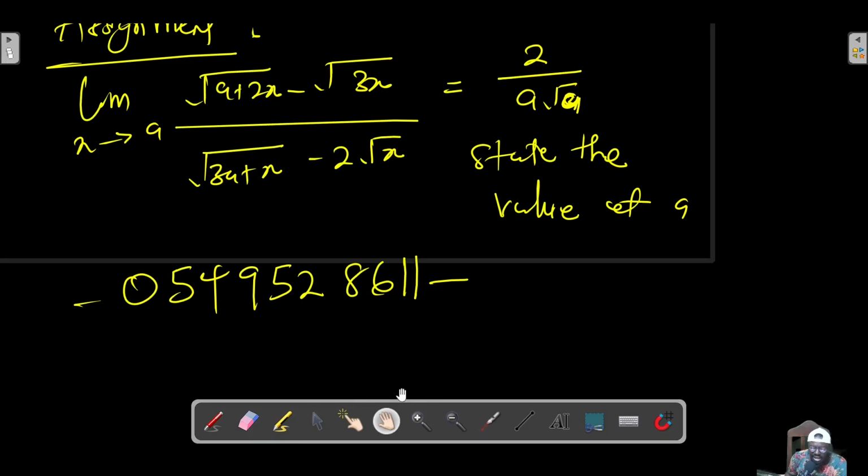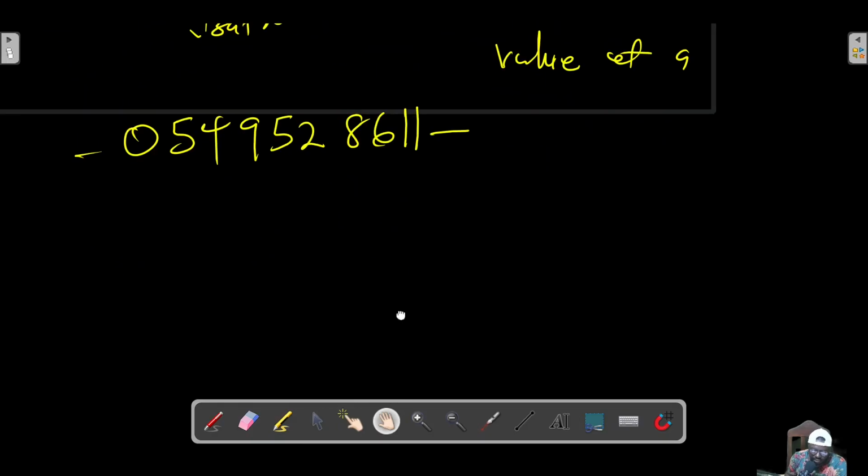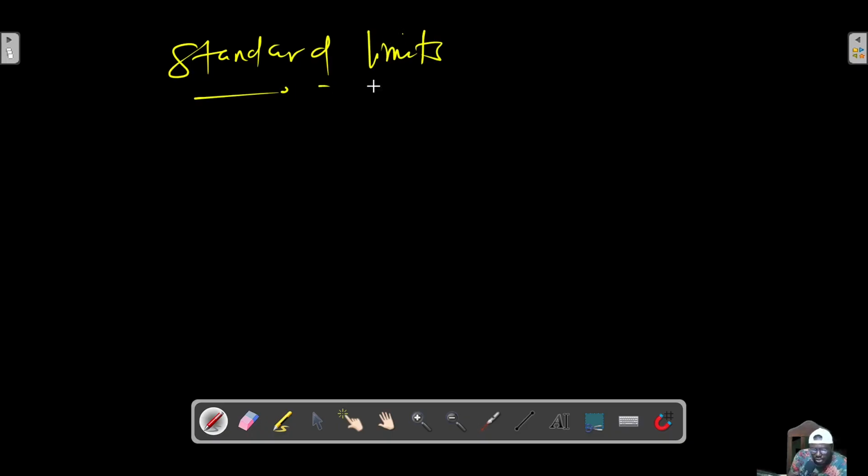All right, let's start today's work. So, standard limits. I think I've already introduced you to some standard limits. I'll state some of them here for us to just revise over them.